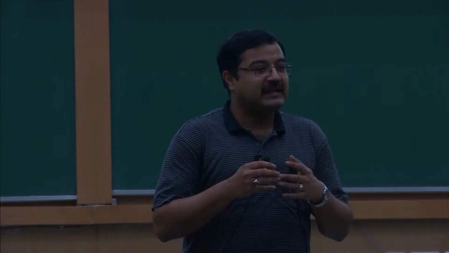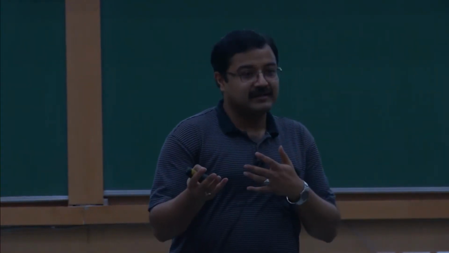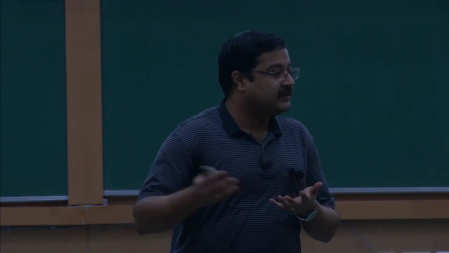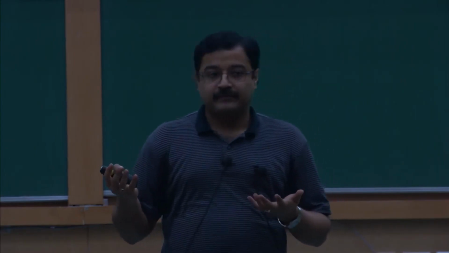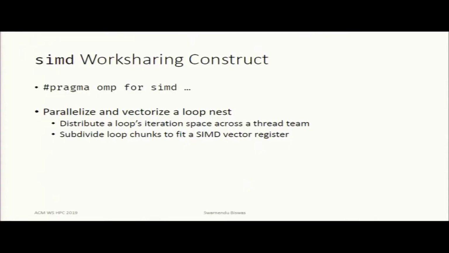So you could expect an n by 8 times speedup. Well, that is the ideal case, but that is a good thing to have, right? N by 8 times speedup.